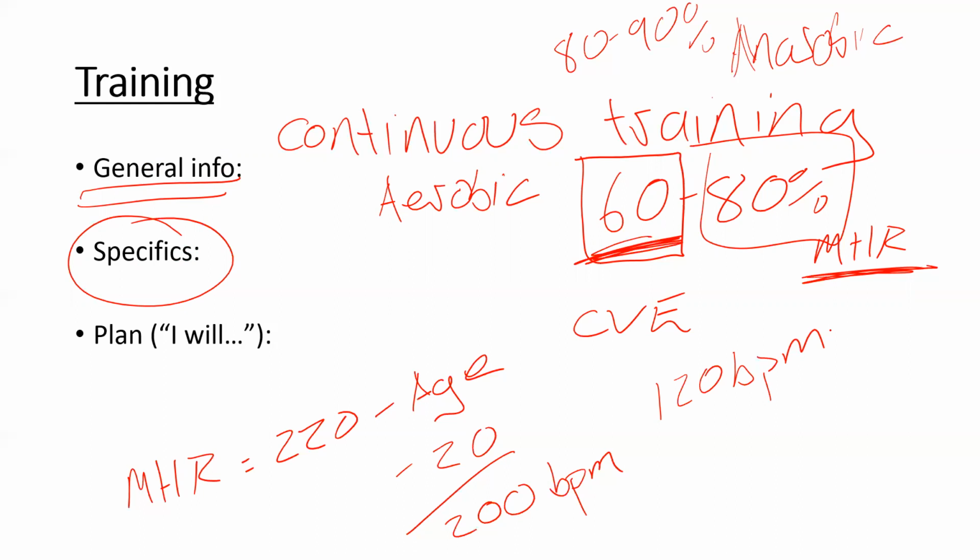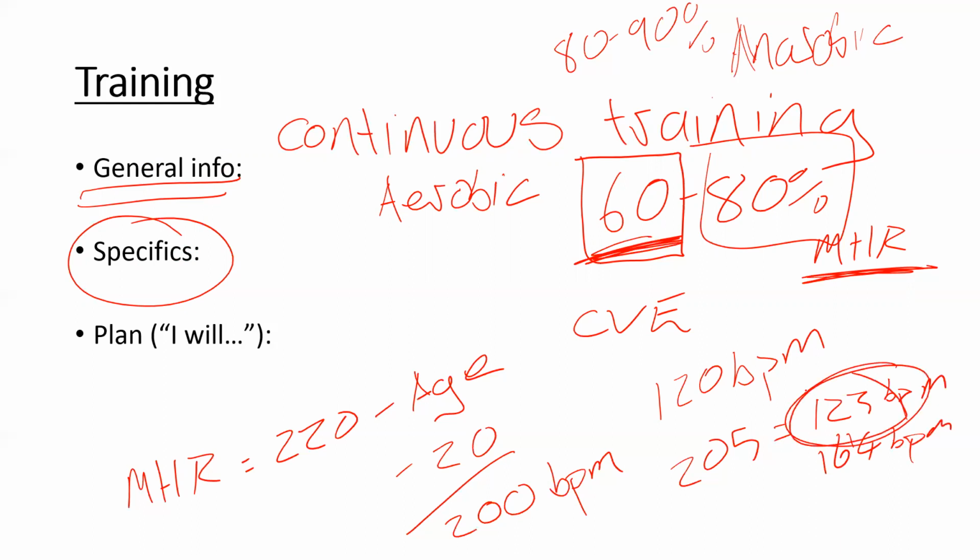For you guys, you need to work it out. If you're 15 years old, your maximum heart rate is going to be 205. 220 minus your age. You then do 60% of that. So I'm thinking 123 beats per minute. And the training zone in general is 123 to whatever 80% of that maximum heart rate is, 164 beats per minute. But you are going to be working at the lower end of it. So looking to target 123 beats per minute.